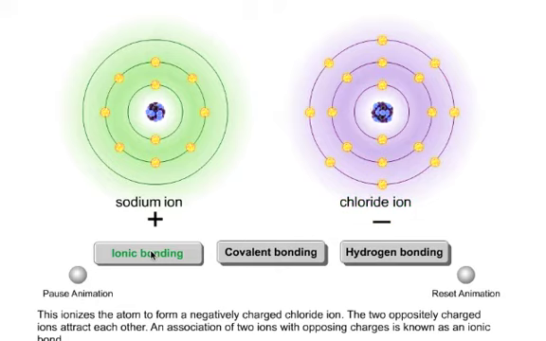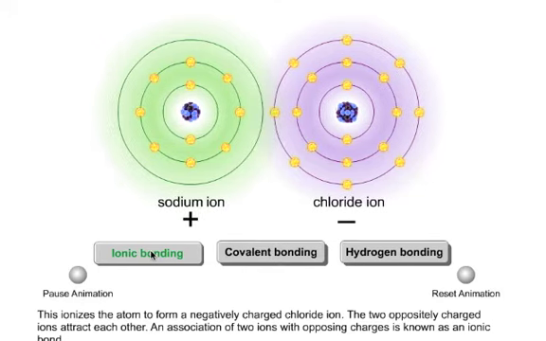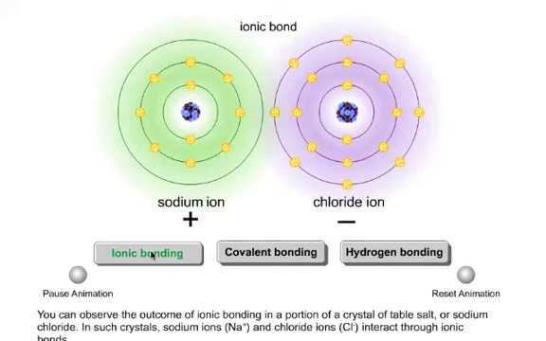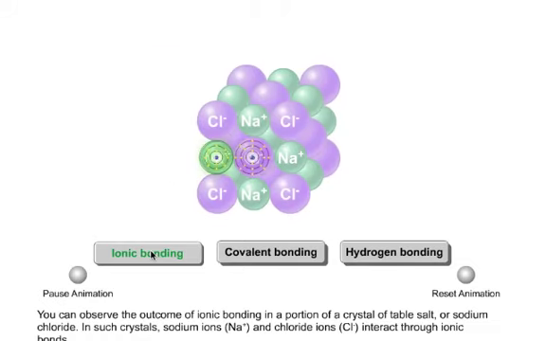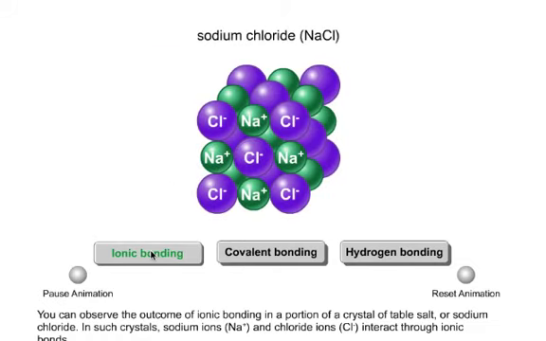The 2 oppositely charged ions attract each other. An association of 2 ions with opposing charges is known as an ionic bond. You can observe the outcome of ionic bonding in a portion of a crystal of table salt, or sodium chloride. In such crystals, sodium ions and chloride ions interact through ionic bonds.